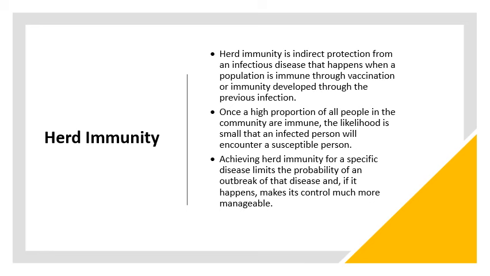Herd immunity. Herd immunity is indirect protection from an infectious disease that happens when a population is immune through vaccination or immunity developed through previous infection. Once a high proportion of the population in the community is immune, the likelihood is small that an infectious person will encounter a susceptible person. Achieving herd immunity for a specific disease limits the probability of an outbreak of that disease, and if it happens, makes control much more manageable.